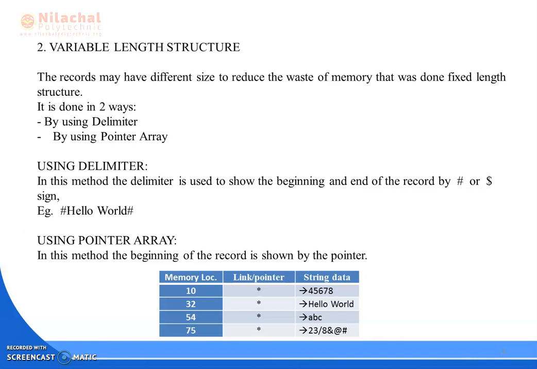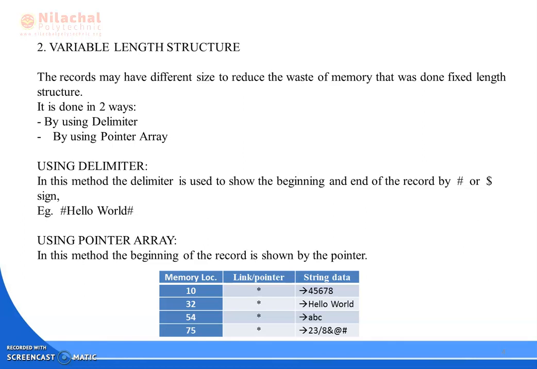In this method, the delimiter is used to show the beginning and end of the record by any sign. Here it is a hashtag sign or a dollar sign. As in the example, we can see hello world is the string. To show the beginning and end of the record, a hashtag sign is written at the beginning and at the end of the string. The second method is by using a pointer array.